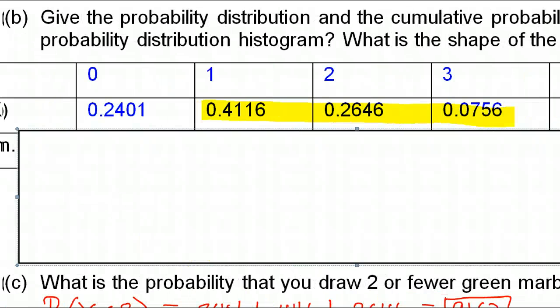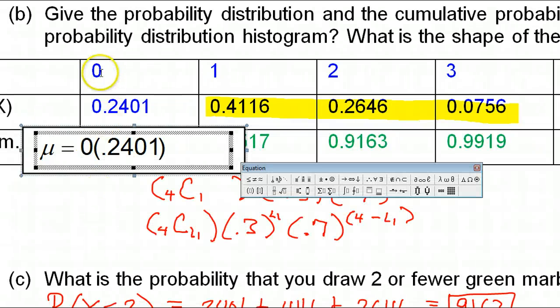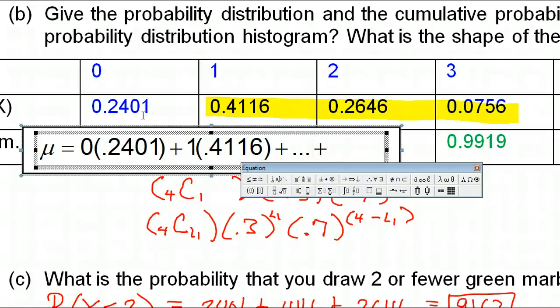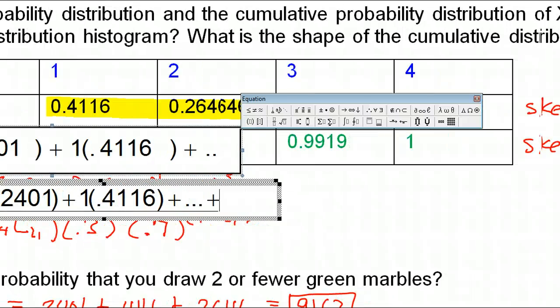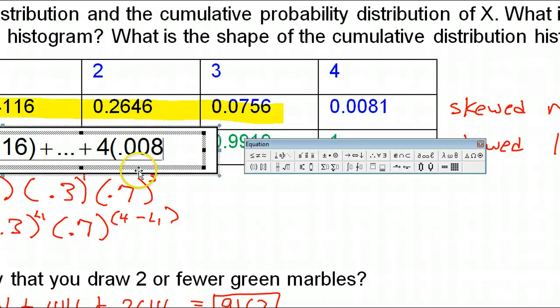all right, I'm going to put it up here. In fact, I think I'll type it. So it's going to be all the x's times p's and add it over and over again. So it's 0 times 0.2401 plus 1 times 0.4116. After you do the first couple, you can do plus, dot, dot, dot, plus, and then skip to the last one. And that last one's going to be 4 times 0.0081.